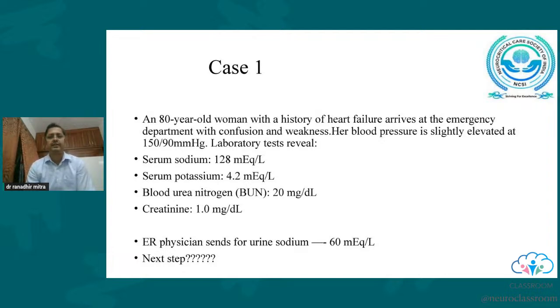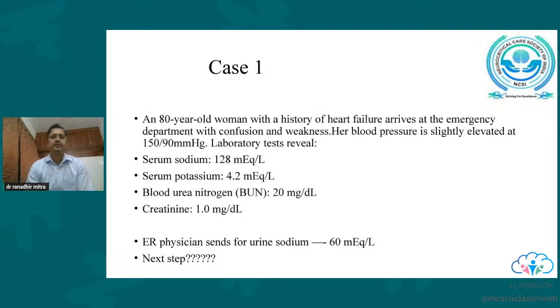So you have an octogenarian who presented with altered sensorium, with confusion and weakness. So definitely these are signs of hyponatremia, and the only thing that you need to know is what is the cause and how to approach this case. After the end of our discussion, we'll come back to these cases again and we'll know how to deal with them.